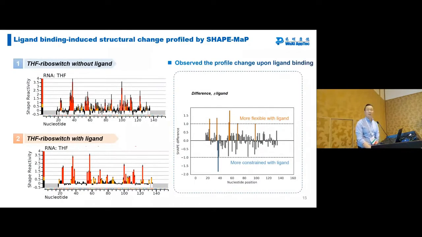Taking the THF riboswitch as an example, we have it without the binding ligand. We observe that there's a shift of the mutation profiles upon binding to the THF ligand. And we also saw that some of the changes along the RNA actually correspond to the ligand binding sites determined by crystal structures.